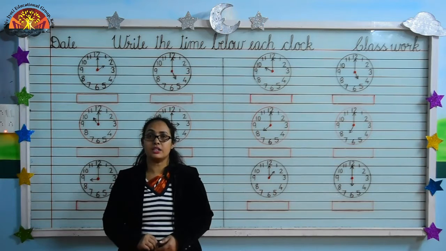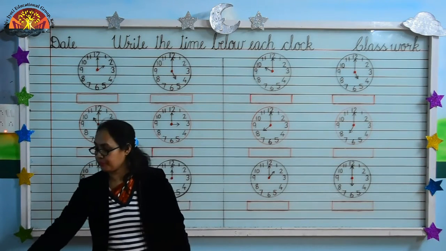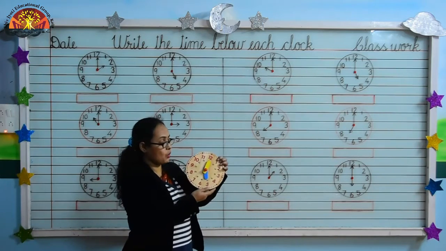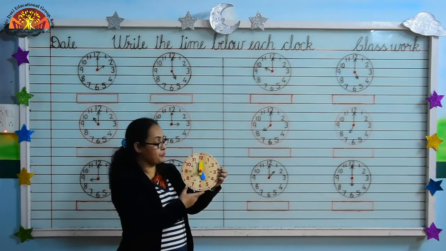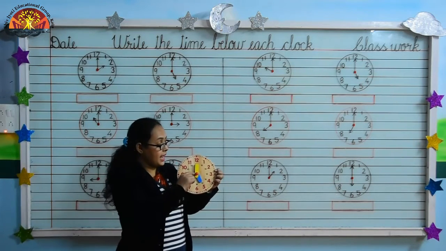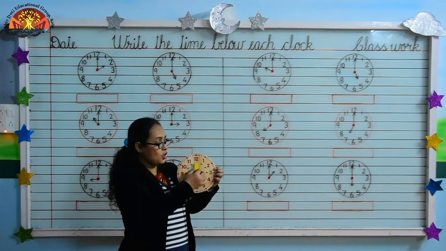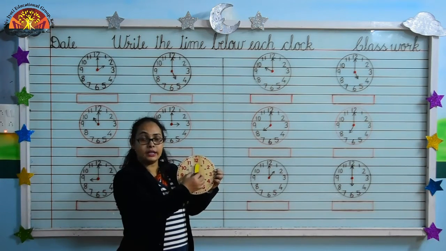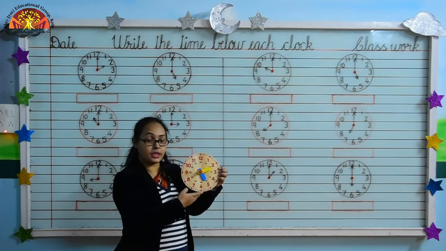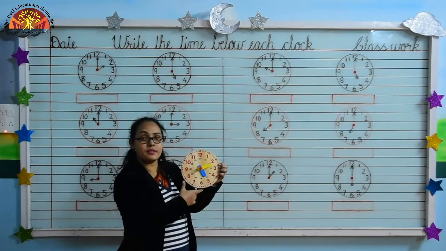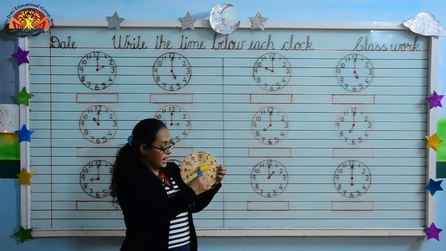Kids, in earlier class we have already done the exercise of time. Kids, what is this? Yes, this is a clock. Kids, which hand is this? Yes, this is long hand and it shows minute. Kids, which hand is this? Yes, this is short hand.